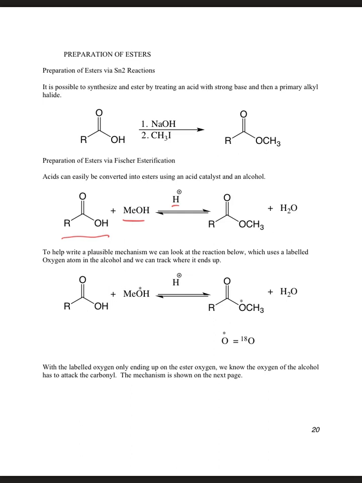Now to do this, the oxygen of the alcohol ends up being the oxygen of the ester as we go along. If we had it labeled with an oxygen-18, we can track that, which helps to explain what can happen in the mechanism as we're going along. So here we have the mechanism for it, and it shows why the oxygen that adds from the alcohol ends up being the ester oxygen.